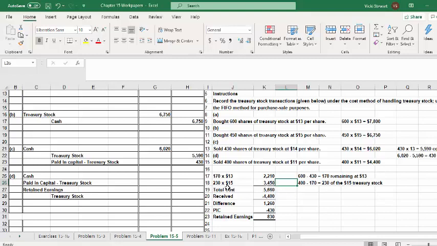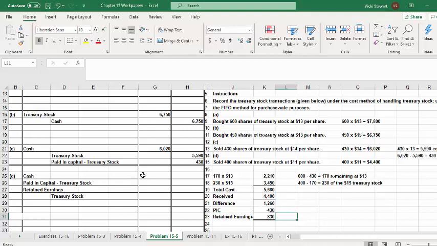So 230 times 15 is 3,450. So our total cost is $5,660. We only received 4,400, so we have a difference of 1,260. So whenever we receive less than the cost, we first would debit any paid-in capital in excess of cost, treasury stock, which we had $430 from the previous sale, and then the remaining amount, $830, would be debited to retained earnings.